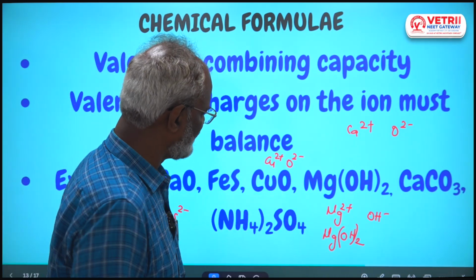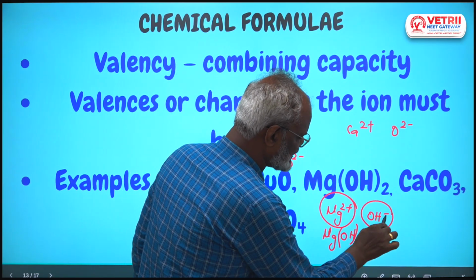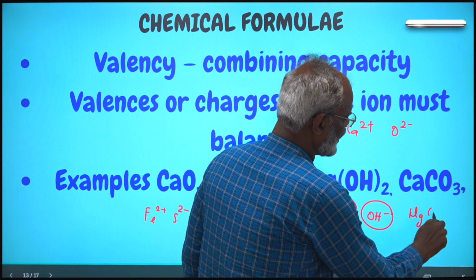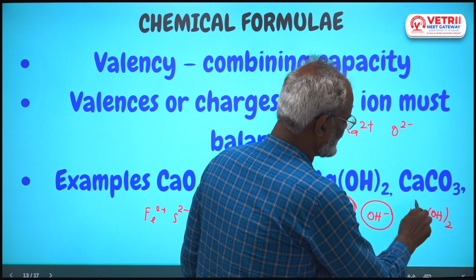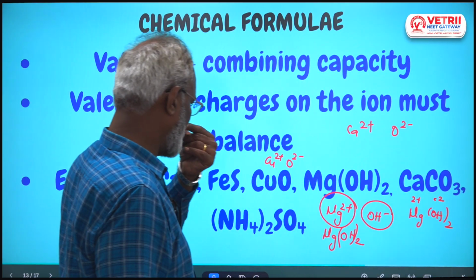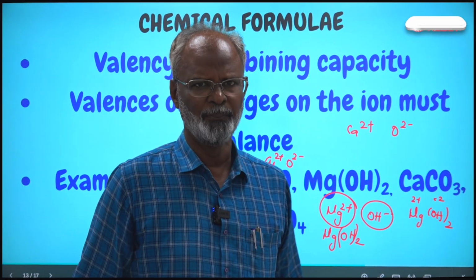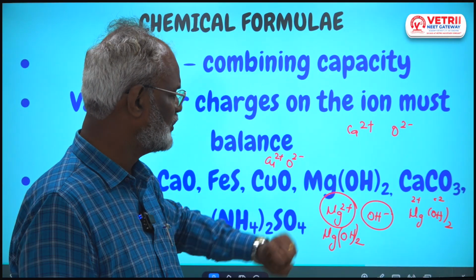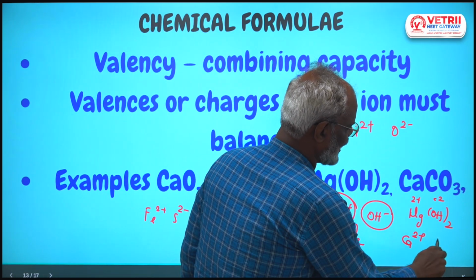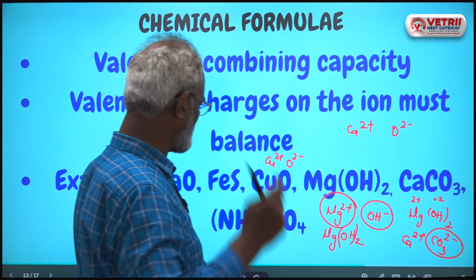Now again, we have to balance the charges. Mg2+, and OH has only a single minus. So to balance the charges, it is Mg(OH)2. Now Mg2+ and 2 OH-, therefore minus 2. The charges balance. Whenever you write the chemical formula, the molecule as such is neutral, so the positive charge and negative charge have to balance. Then calcium carbonate, which is calcium 2+ and CO3 2-, a polyatomic anion which has a minus 2 charge.